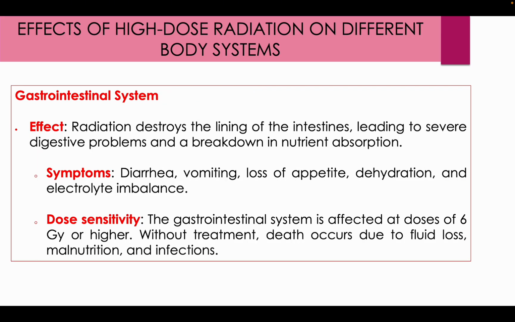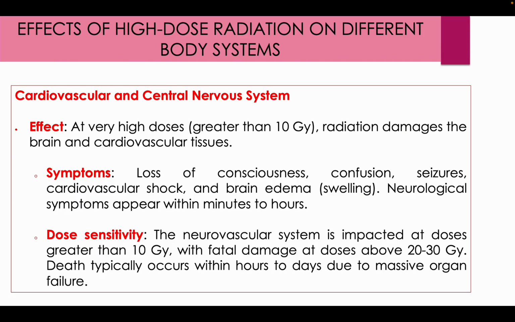Now, for the gastrointestinal system, si radiation destroys the lining of the intestines, leading to severe digestive problems and a breakdown in nutrient absorption. So, maapektuhan ang gastrointestinal system at doses of 6 grays or higher. So, without treatment, death will occur due to fluid loss, malnutrition, and infections. Now, for the cardiovascular and central nervous system, at very high doses or greater than 10 grays, the radiation damages the brain and cardiovascular tissues. So, maapektuhan ang atuang cardiovascular and central nervous system at very high doses.